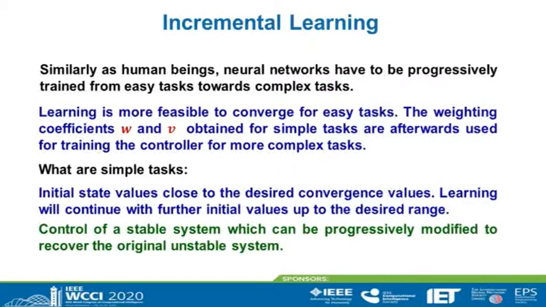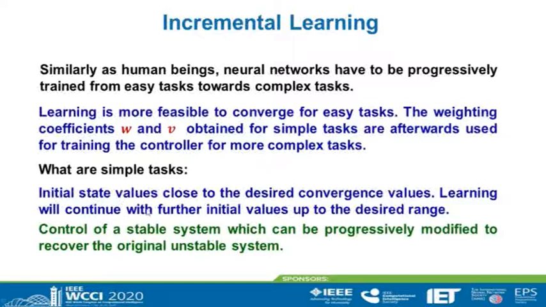One important point when training neural networks for controlling dynamic systems is incremental learning. Similarly, as human beings, neural networks have to be progressively trained, starting from easy tasks and continue with more complex tasks. Learning is more likely to converge if we start from easy tasks, and the weighting coefficients obtained from this simple task are afterwards used for training the controller for more complex tasks. We will present here 2 examples about the meaning of simple tasks.